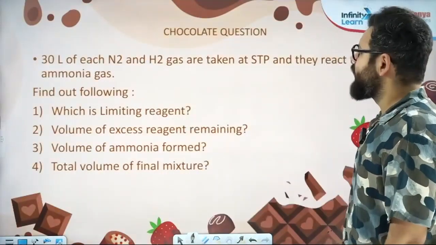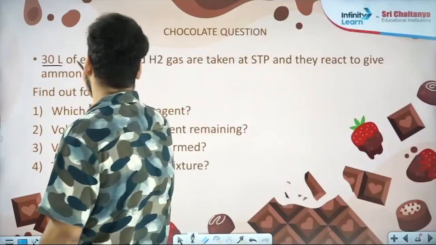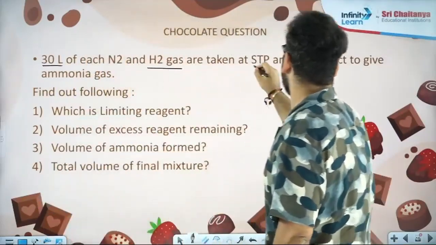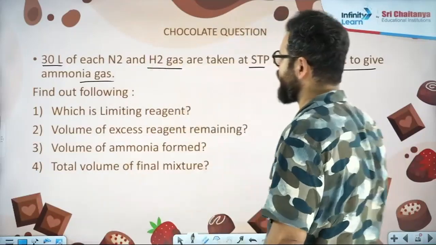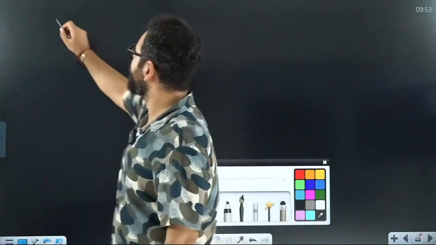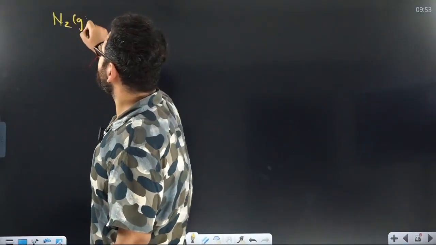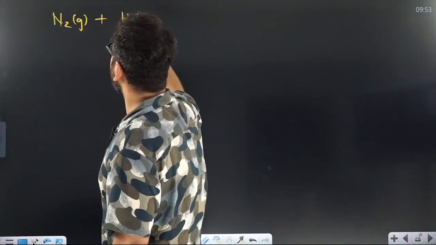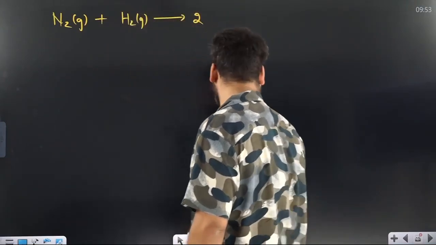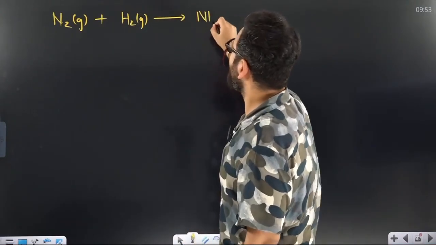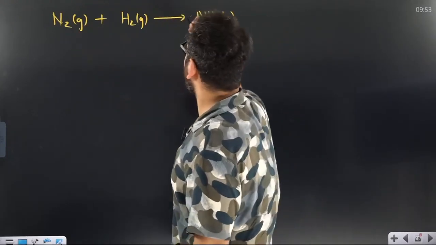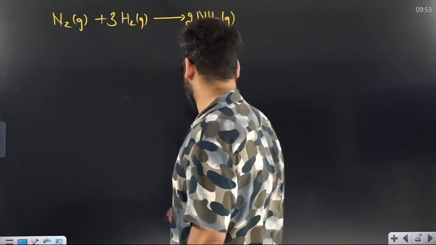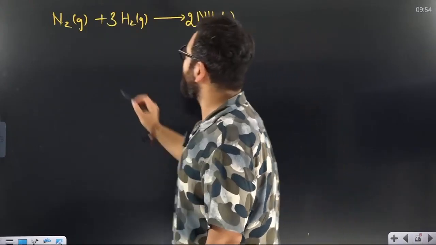They are saying 30 liters each of N2 and H2 gas are taken at STP and they react to give ammonia gas. Let's do the reaction. The reaction would occur like this, as all of you know. N2 gas reacts with H2 gas to give ammonia gas. We'll balance it by saying 2 ammonia, 3 hydrogen. So the stoichiometry becomes 1, 3, 2.